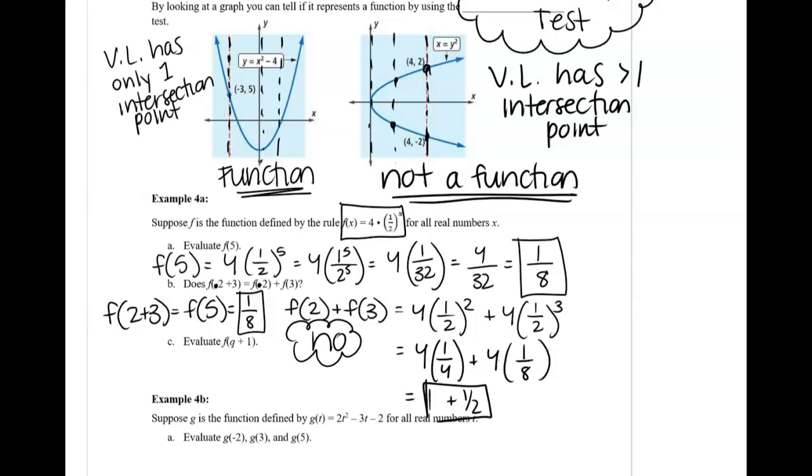Now we will evaluate f of q plus 1. This seems like it should be harder than it is, right? It sounds confusing to plug in a q plus 1, but really we just have 4 times 1/2, and instead of x, we have q plus 1. And that's it. We can't simplify or do anything else.